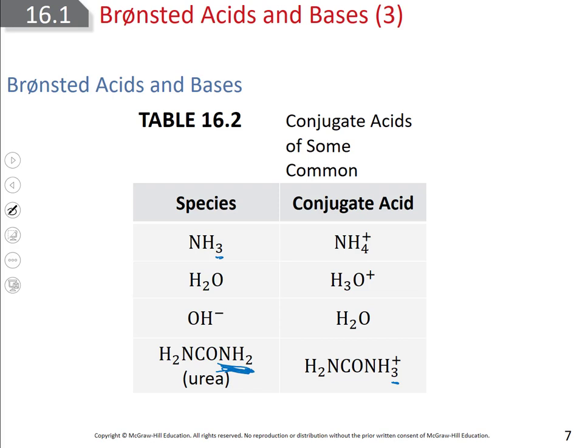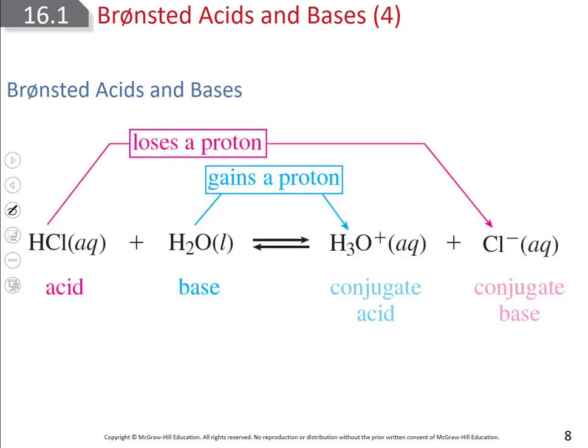And both of these tables are on page 720 if you're following along in the book. So, identifying in the reaction. In chapter 4, we identified what was the acid and the base. Now we're going to go one step further and say not just what's the acid, but what is its conjugate base, what is the base, and what is its conjugate acid.